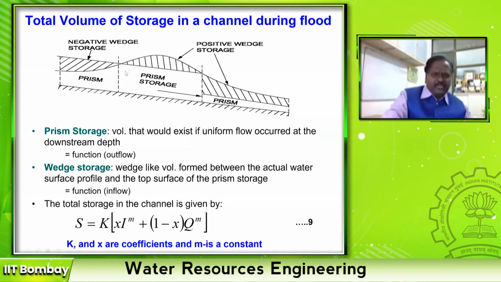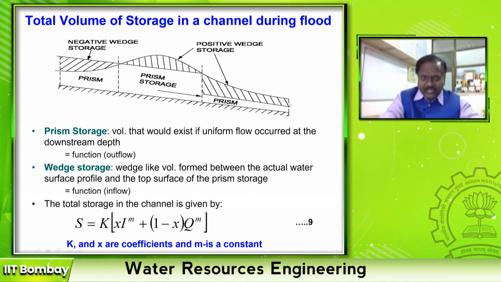There are two types of wedge storage, positive and negative. Positive is building up, negative is depletion. Now this prism storage exists if uniform flow occurred at the downstream side. So the prism storage, rectangular storage, is a function of outflow, whereas wedge is due to flood.